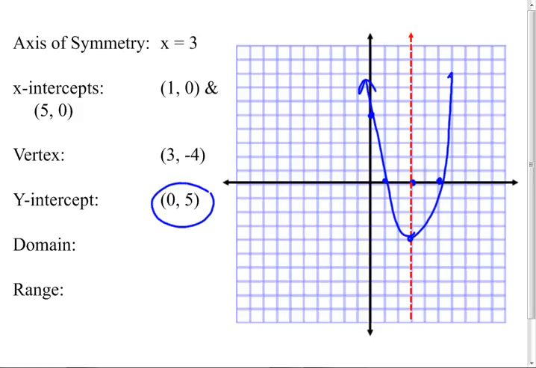Okay? And then you tell me what the domain and range is. Get rid of those other lines. You don't have an eraser? And put in 0, 5.